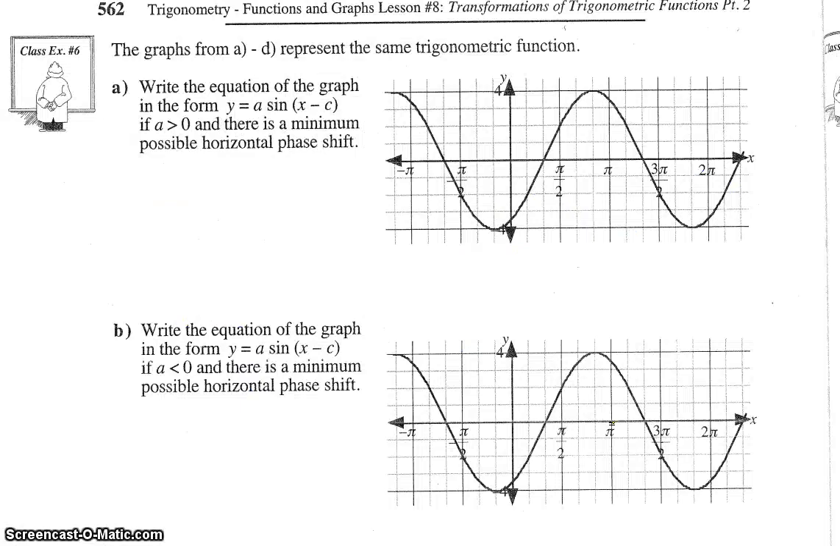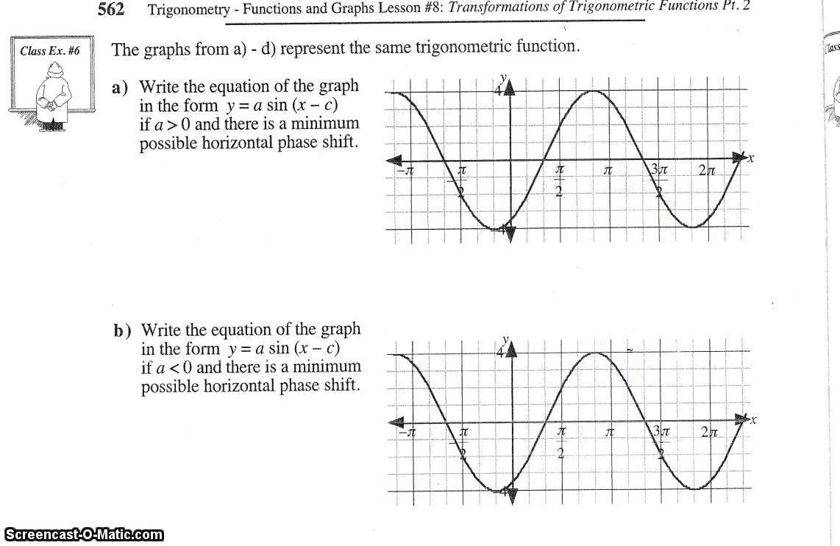Okay, in example 6, they're saying the graphs from A to D represent the same trig function. Okay, and if you'll notice, the graphs, yes they are, they're exactly the same. Okay, exactly the same position. But what they're going to have us do on this example is write the equation for that graph in 4 different ways, so a different equation for each one.